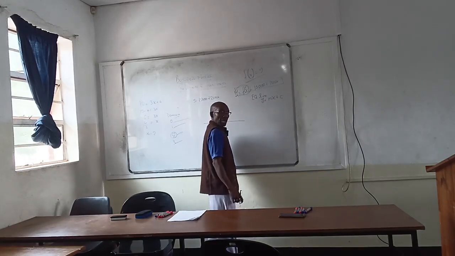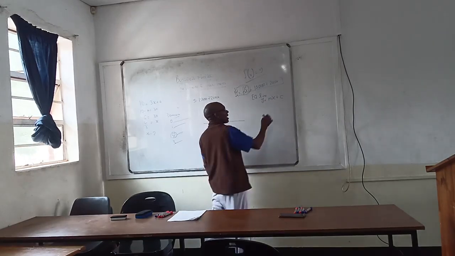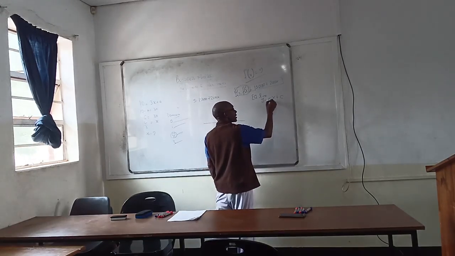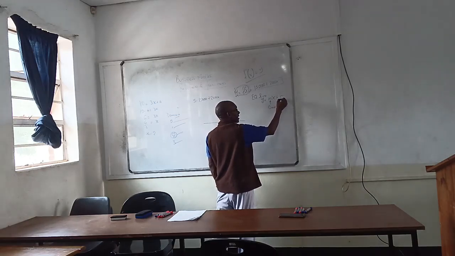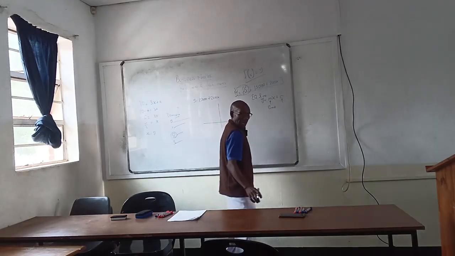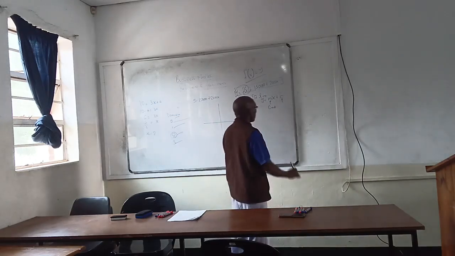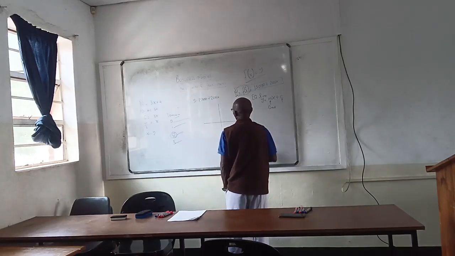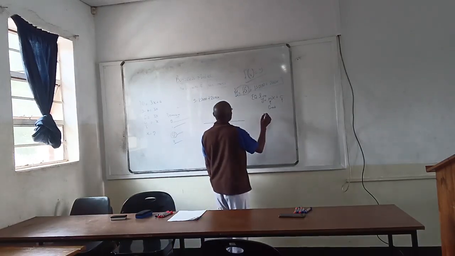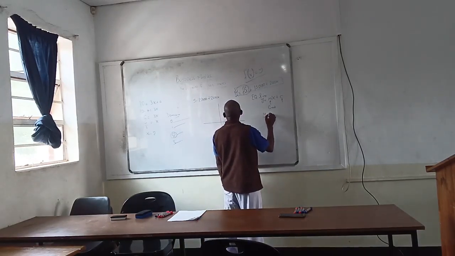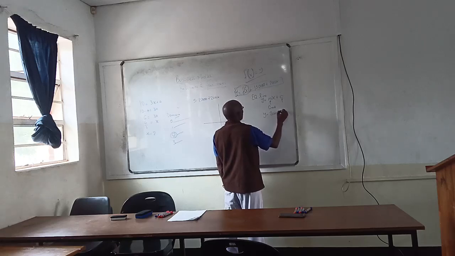He was telling you that this m is the gradient, and that c is the y-intercept, where the graph is cutting the y-axis. We can do the same to this one. So it's the same as y is equal to 200x plus 1500, like this.